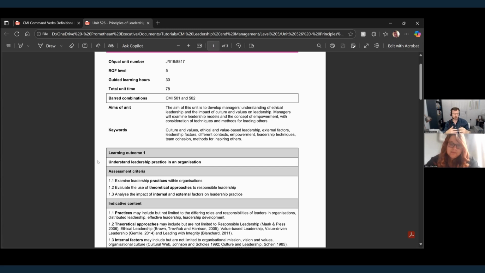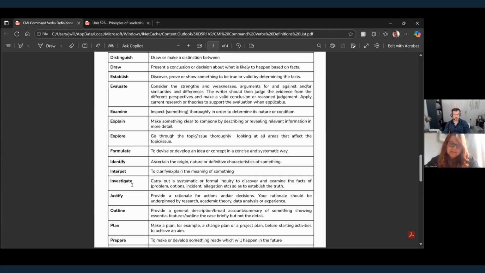So maybe a brief outline here, see how you feel. We're asked to examine leadership practices within organizations. So this would be the different roles and responsibilities leaders might have in organizations, what effective looks like, leadership development. You could think about how it typically looks in organizations when leaders lead. You could also start talking about some differences between rank and leadership, and the need for leadership in organizations. So there's plenty of stuff to get your teeth into here to begin with.